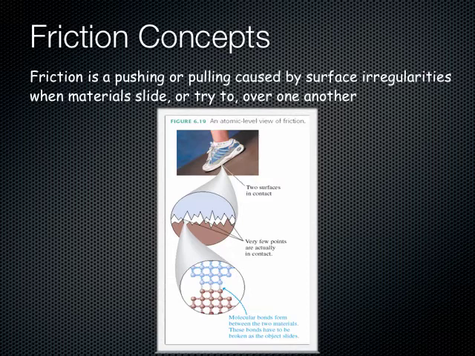Even smooth surfaces, such as glass and paper, when you look into them microscopically, are quite rough compared to what we see macroscopically. It's these irregularities, the digging in of these irregularities, that creates the pushing or pulling between surfaces, that creates the friction.